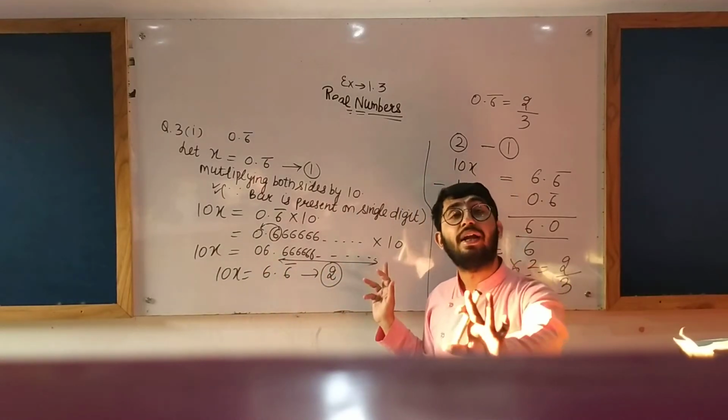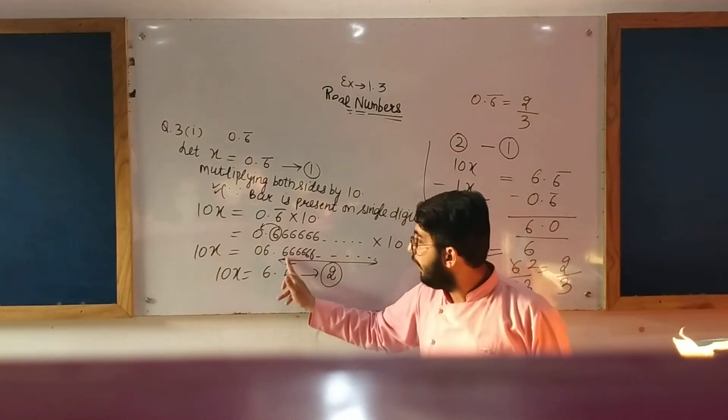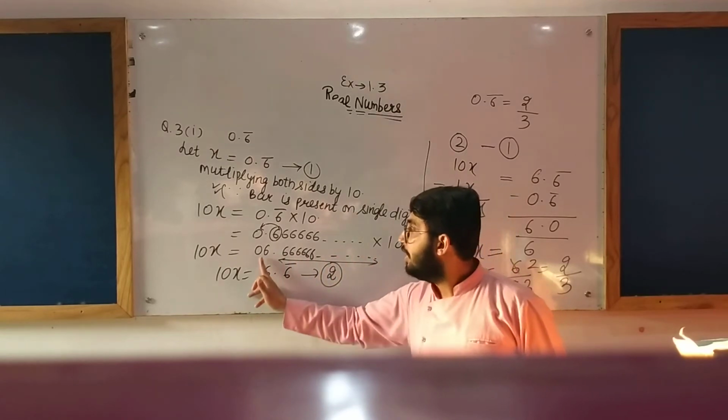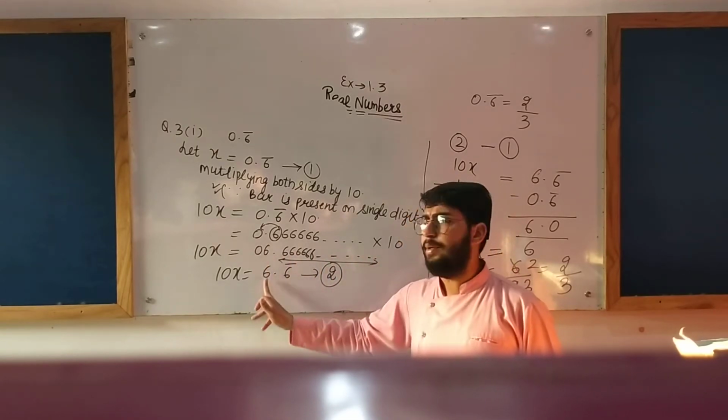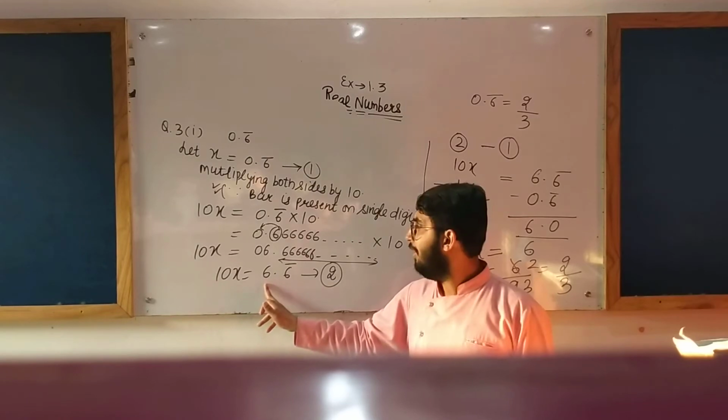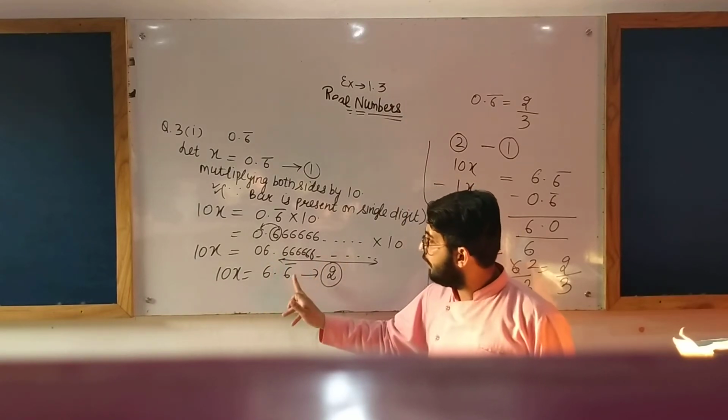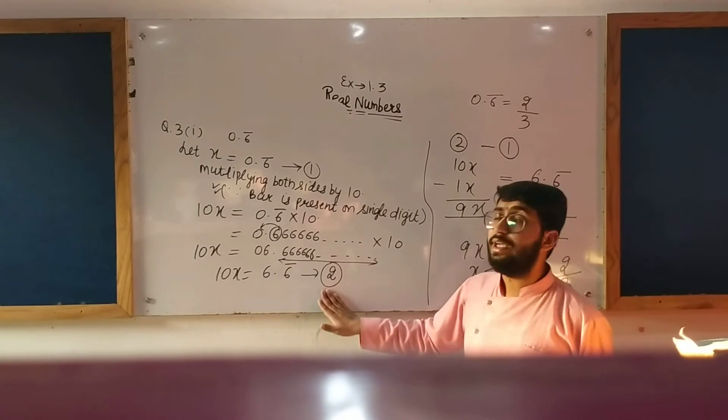0.666666... How many times? Again, an infinite number of times. So I can write this as 6.6 bar, because 06 can be written as 6 only. 06 and 6 are equal, right? And 6.666666... can be written as 6.6 bar. I have given it equation number 2.